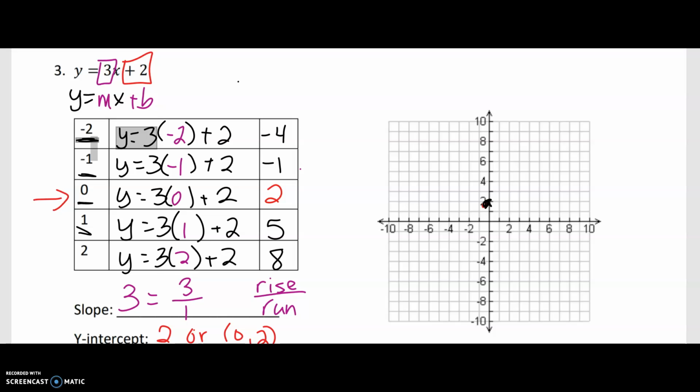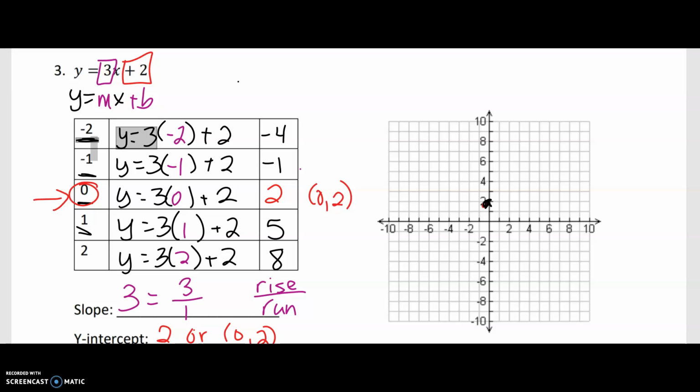So that's going to be our y-intercept. If you're looking at a table, and you don't have the equation, you can always tell your y-intercept by where your x value is equal to 0. Whatever the y value is, in this case it's 2, that's your y-intercept. So 0, 2, which is what we marked on our graph there. And then if you're looking at a table, you can always just plug in the rest of the points. Or, since we have the equation, we have the slope, we can do the slope as well.